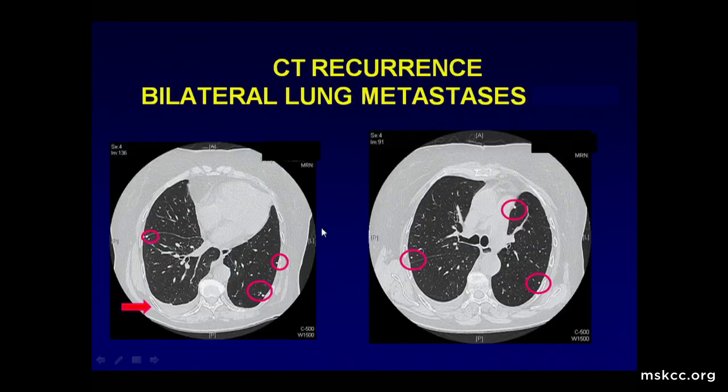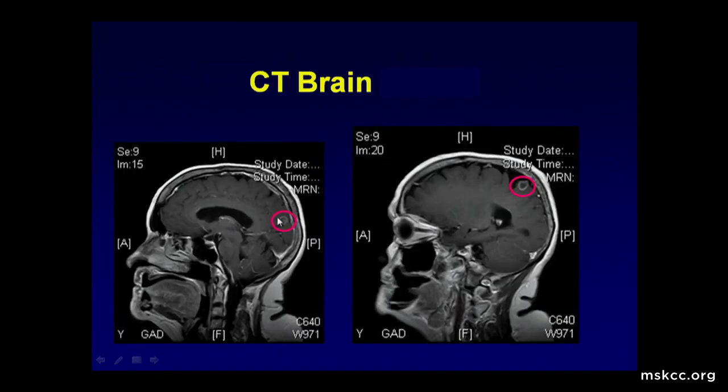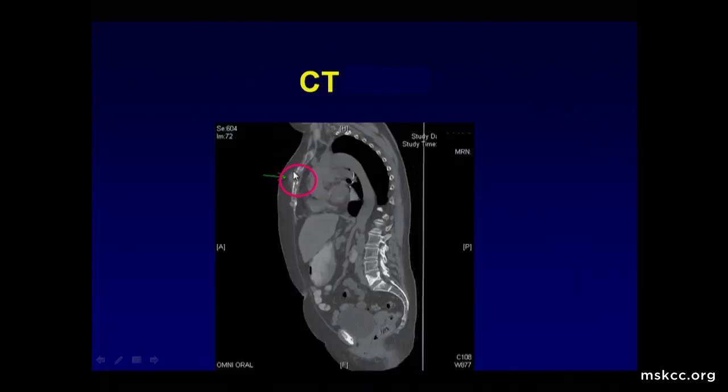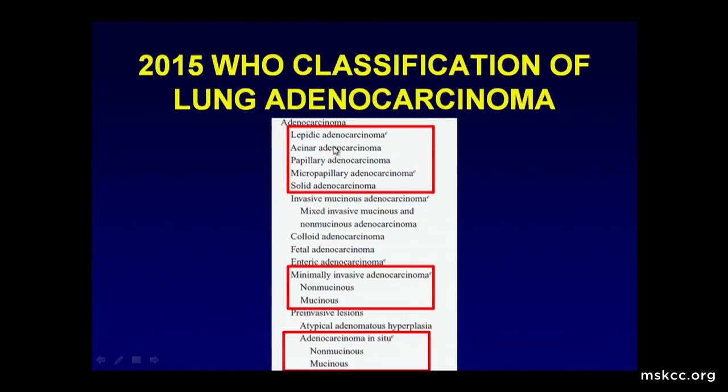and brain. Here you can see the bilateral lung metastasis 1 year later, the brain metastasis, and then the patient had bone metastasis, and here you can see even later we had this sternal metastatic tumor. So for lung adenocarcinoma, we have this subtyping, which was proposed in 2011 with lipidic, acinar, papillary, micropapillary, and solid.